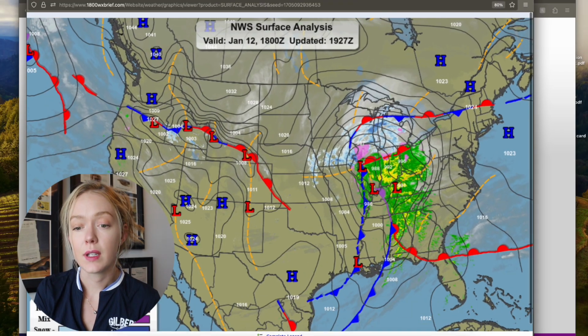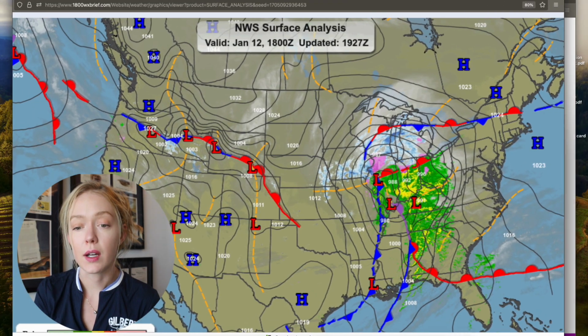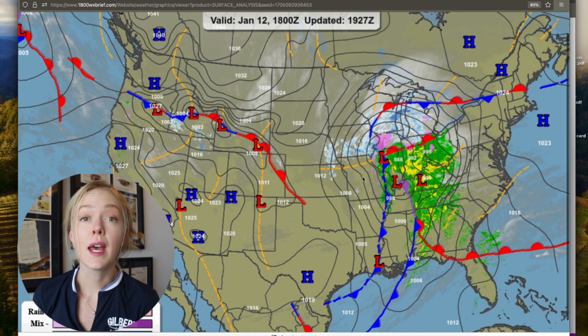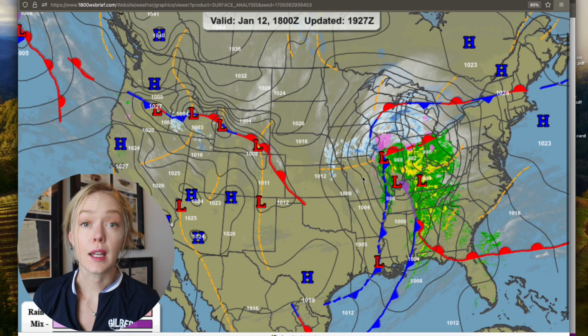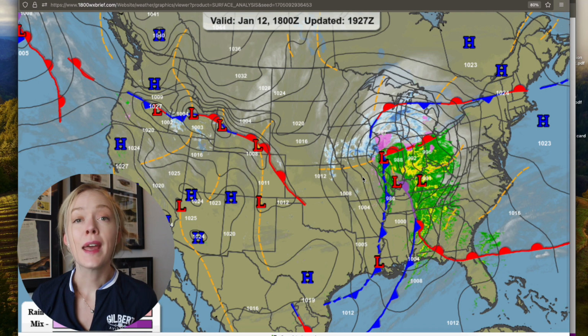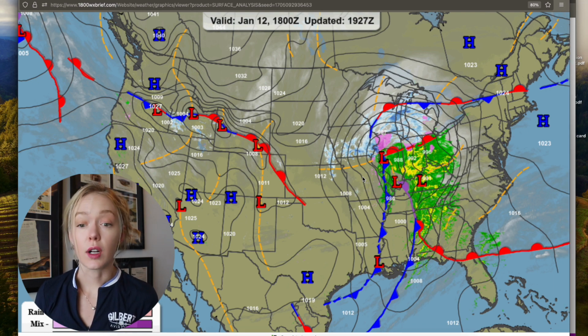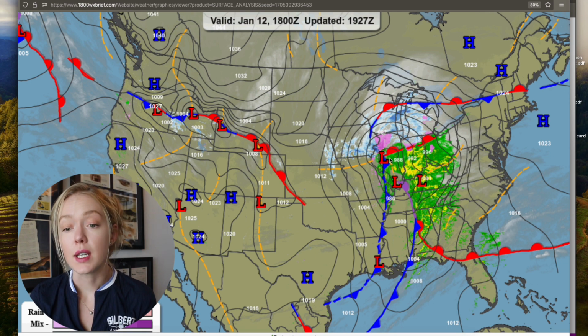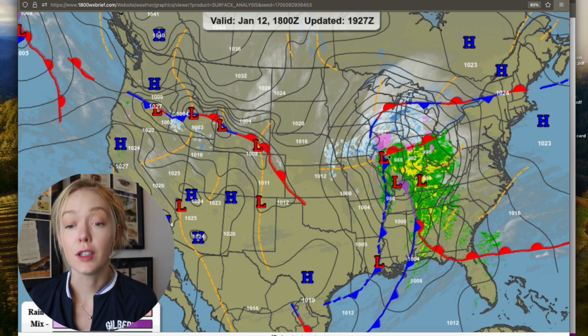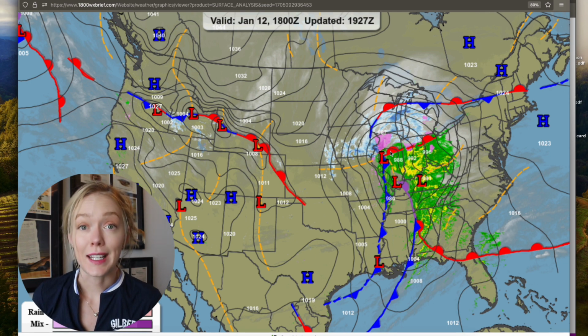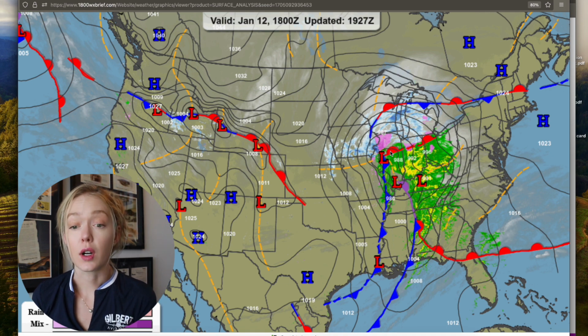So let's get started. The first thing we're going to look at here is the surface analysis chart. Now, from the last video, you should remember that we talked about a low pressure system that had formed up over the western part of Canada. That weather system has since moved across the country. The system is now over central Illinois. We see a pressure low of 988 millibars. That is pretty darn low.